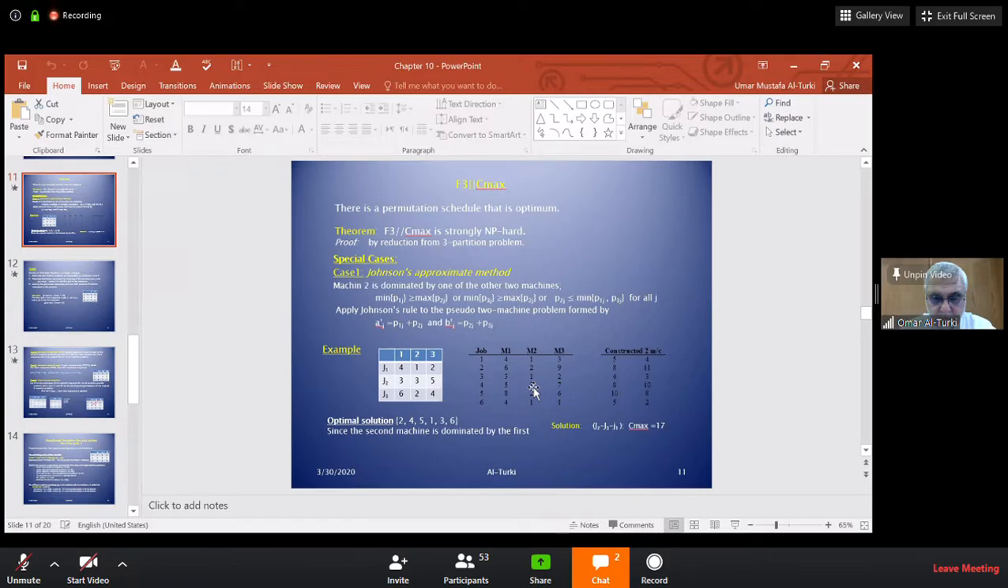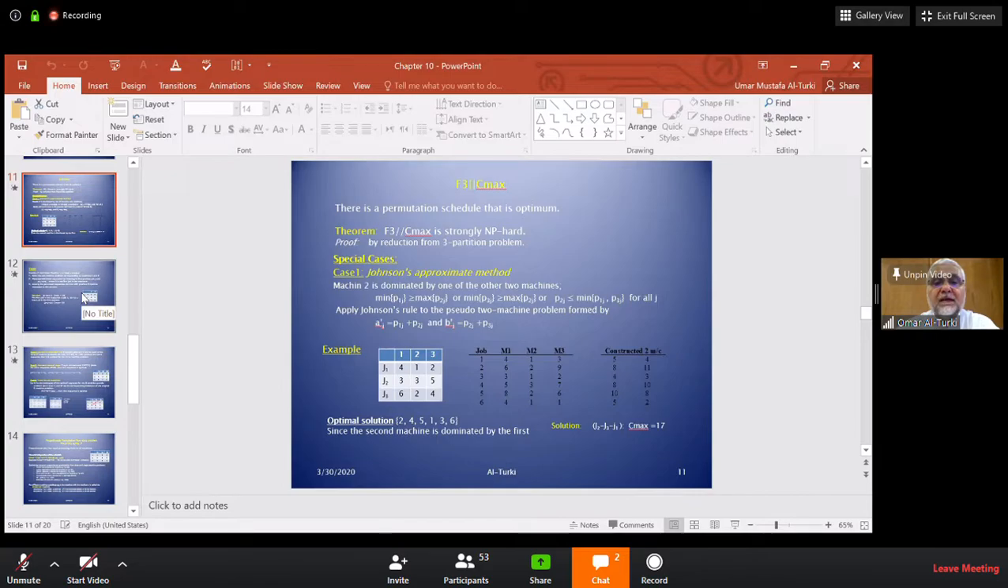Not guaranteed? Not necessarily. This is guaranteed to be optimum only when machine 2 is dominated by any one of the other two machines. Otherwise, what you will get is a heuristic, let's say. It could be just a good heuristic, but there's no guarantee. The only guarantee is the case when the second machine is dominated. Okay?